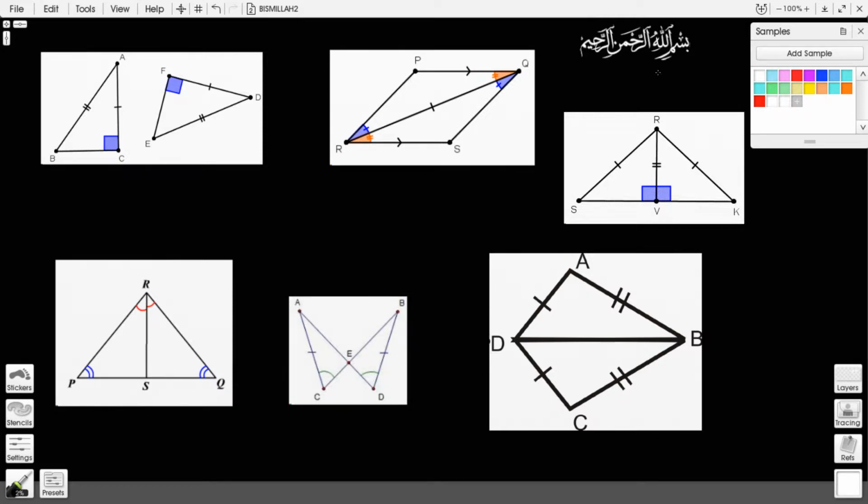Bismillahirrahmanirrahim. I thought I would do some examples of some proofs for triangles. So in each of these 6 questions, we're asked to prove that the triangles are congruent.